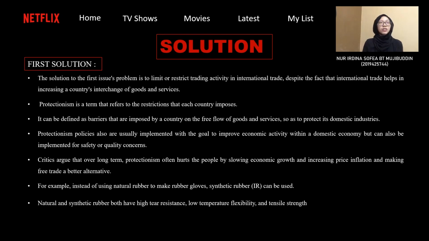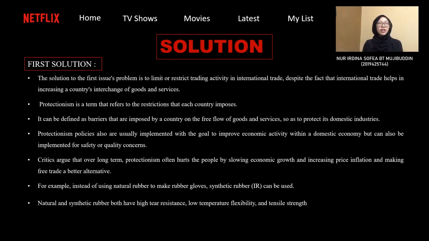Today I'm going to talk about the solution to the issues. The solution to the first issue's problem is to limit or restrict trading activity in international trade, despite the fact that international trade helps in increasing a country's interchange of goods and services. The government can use protectionism as a way to limit the activity in international trade.